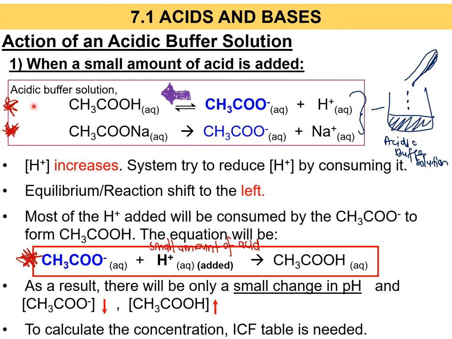You need to memorize both equations of the acidic buffer solution, because when a small amount of acid is added, the one that will be affected is this H+. So when H+ is affected, to achieve equilibrium, since the concentration of H plus increases, the reaction will be shifted to the left. So you need to create another new equation when the small amount of acid is added, where you take the conjugate base CH3COO minus and add it with H plus, which is the small amount of acid added, and then you will get CH3COOH. So these three equations are important to memorize when the question asks what happened to the acidic buffer solution when a small amount of acid is added.